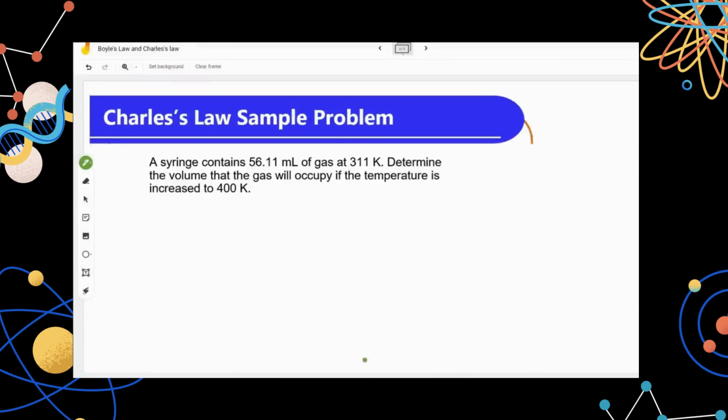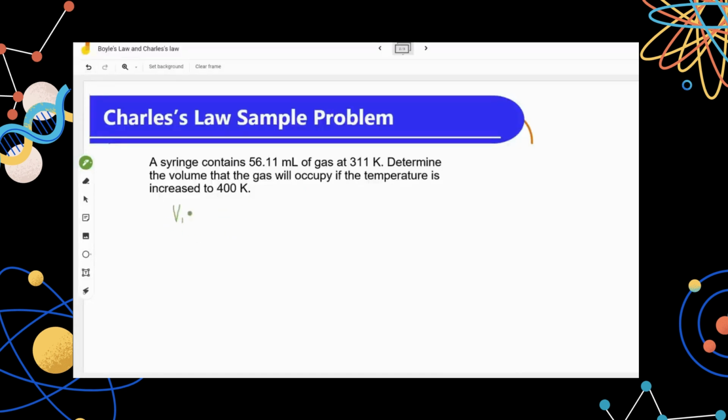Okay, first problem for Charles' law. A syringe contains 56.11 milliliters of gas at 311 Kelvin. Determine the volume that the gas will occupy if the temperature is increased to 400 Kelvin. So dito wala tayong problema kasi the temperature is already in Kelvin. So no need to convert. We just need to write the given first.